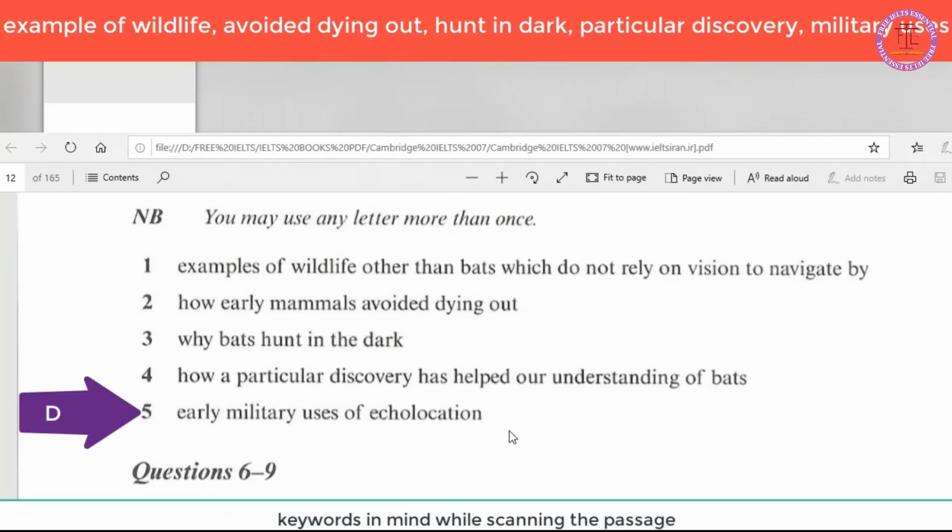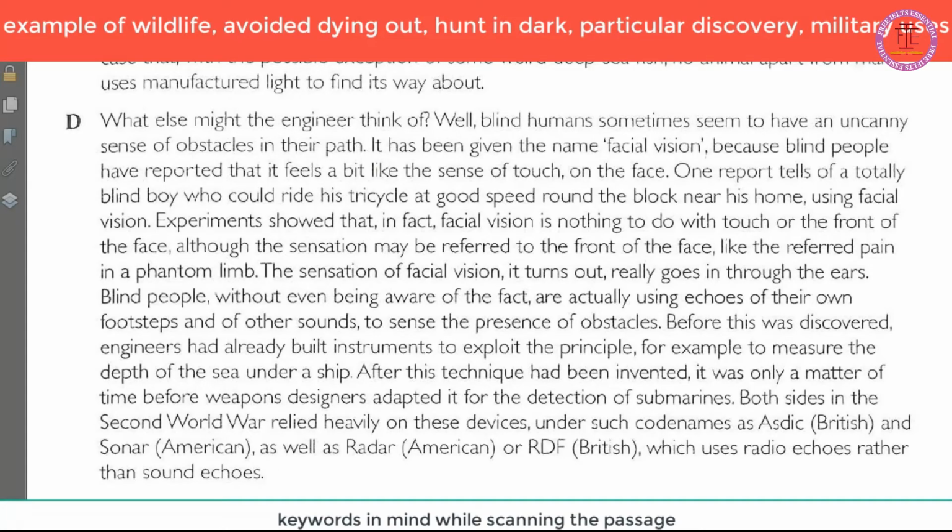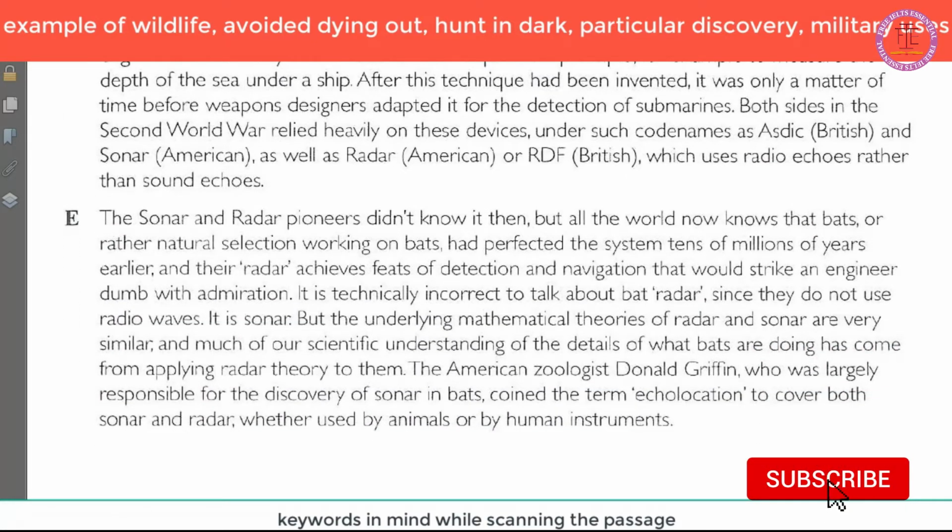Okay, so let's find what is the last one. It's about a particular discovery. So let's move to the last passage, and the passage is passage number E.